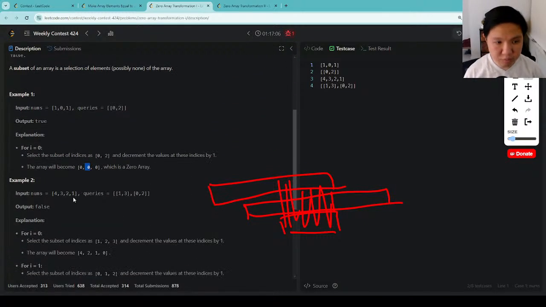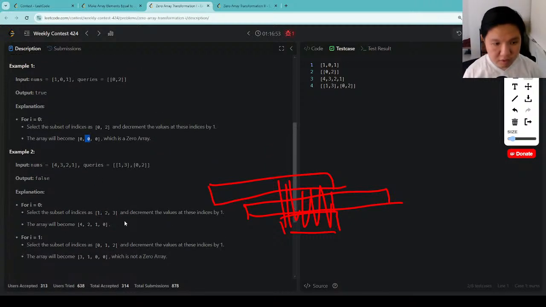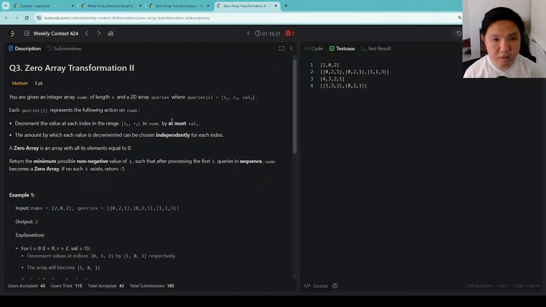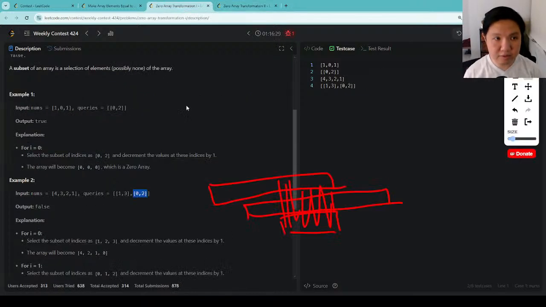Okay, let me look at all the examples first. So this is 4, 3, 2, 1. Queries [1,3], [0,2]. So you decrement [1,3]. This becomes 4, 2, 1, 0. And then [0,2], after decrementing indices 0 to 2 it will become 3, 1, 0, 0. It's not a zero array. Okay. Let's see what this... Oh, this is harder, so we're not going to do that.